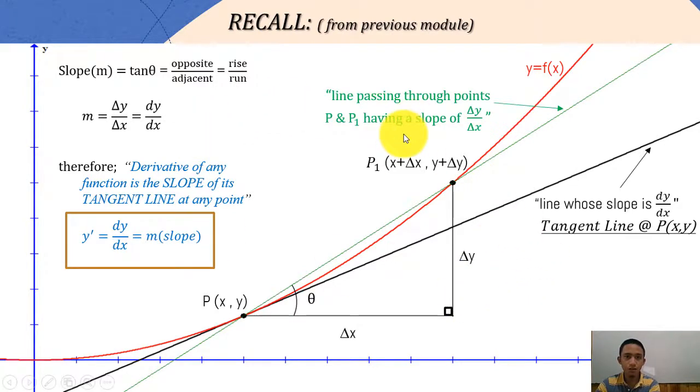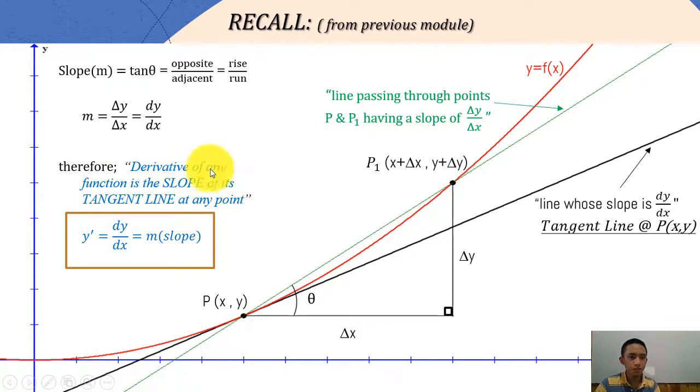This is a recall from the previous module that I discussed before, wherein again, m is the slope, and that is just equal to dy/dx, the derivative of y with respect to x. If your variable is a different variable, let's say s with respect to t, then that will be ds/dt. So it doesn't matter what the variable is. If it is not y, then that will be different.